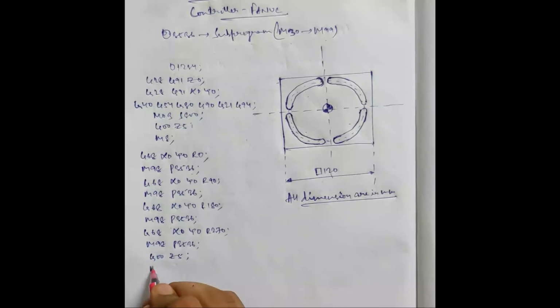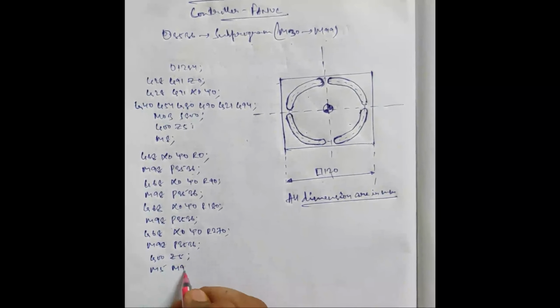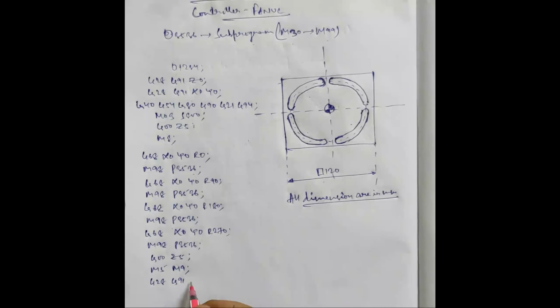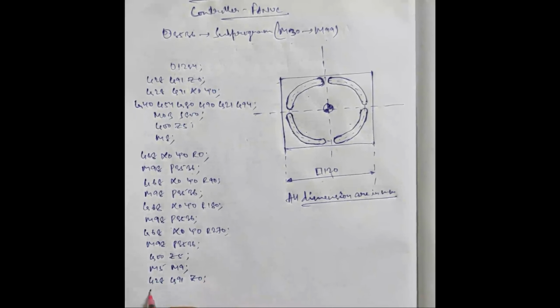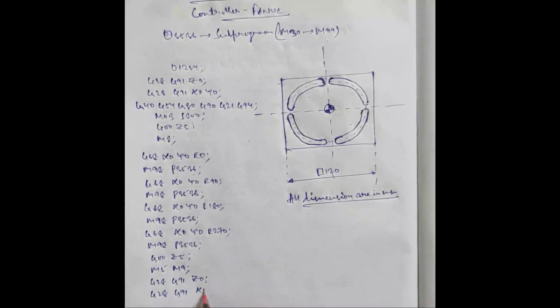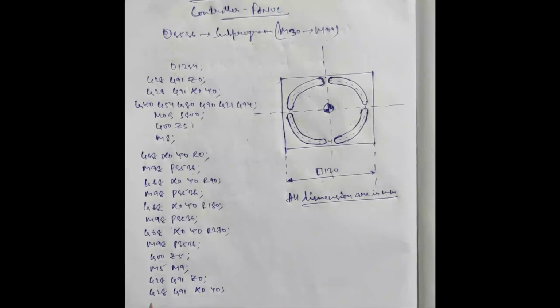G0 G54. M5 is the spindle and M9 is the coolant off, then homing: G28 G91 Z0, G28 G91 X0 Y0, and M30.